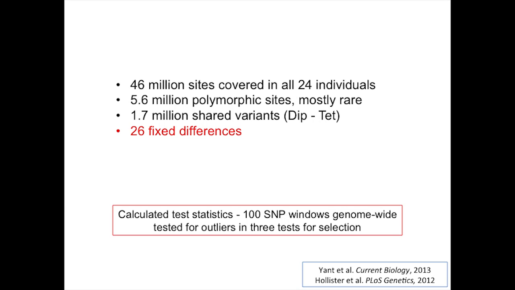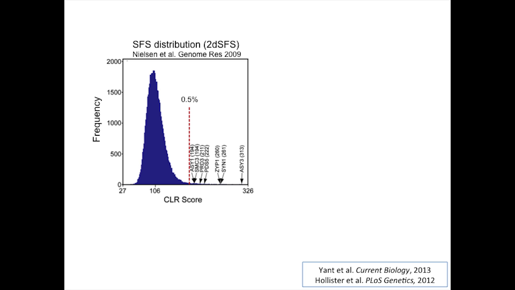So then we calculated the test statistics for various tests of selection in 100 SNP windows across the genome and tested for outliers from those genome-wide distributions. This is what one of those looks like. This is a test that looks for differences in the site frequency spectrum between 2 populations. You get a nice normal distribution for scores across the genome. Here's our 0.5% cutoff. And then we get a bunch of genes in this kind of extreme outlier tail. And don't worry about the gene names right now. They will become relevant in a second, but I'll tell you about them.